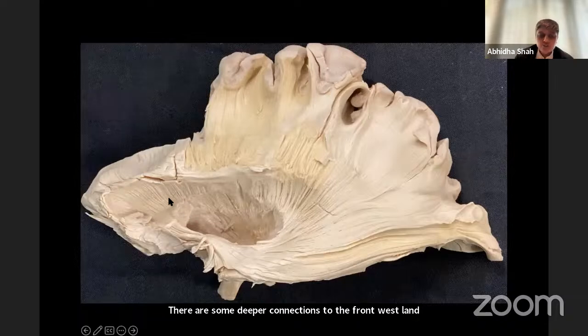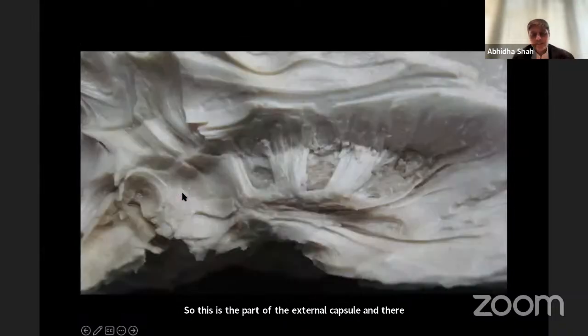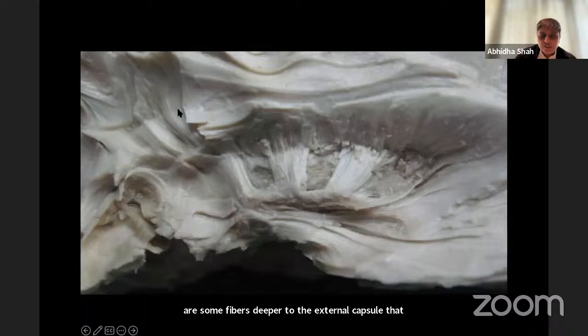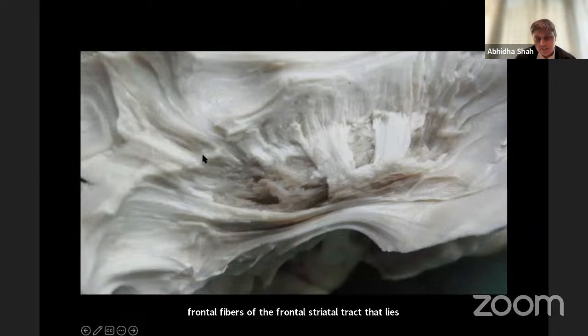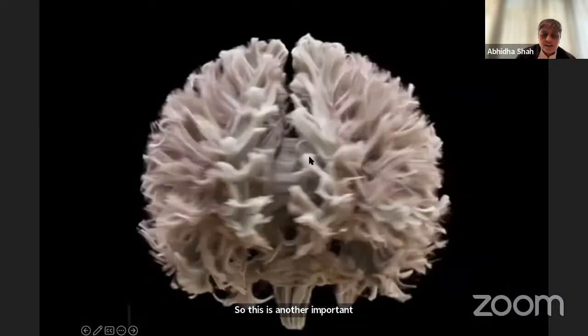There are some deeper connections to the frontal aslant tract that connect the supplementary motor area to deeper circuits in the basal ganglia. So this is the part of the external capsule, and there are some fibers deeper to the external capsule that connect the putamen all the way to the supplementary motor area. And you see that these are the fibers of the frontostriatal tract that lies medial to the frontal aslant tract. Here you can see these fibers more clearly, and they go all the way. They connect the pre-SMA and all the way back to the SMA. So this is another important connectivity of the SMA region. And lastly, there are callosal fibers that go from one side to the other side that connect both the SMA regions to each other.